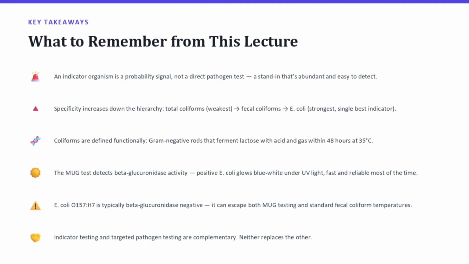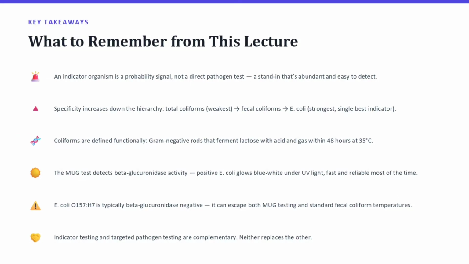Let's bring this lecture to a close with the key takeaways. Number 1. An indicator organism is a probability signal, not a direct pathogen test, a stand-in that's abundant and easy to detect. Number 2. Specificity increases down the hierarchy. Total coliforms are the weakest, fecal coliforms are better, and E. coli is the strongest, single best indicator available. Number 3. Coliforms are defined functionally. Gram-negative rods that ferment lactose with acid and gas within 48 hours at 35 degrees Celsius.